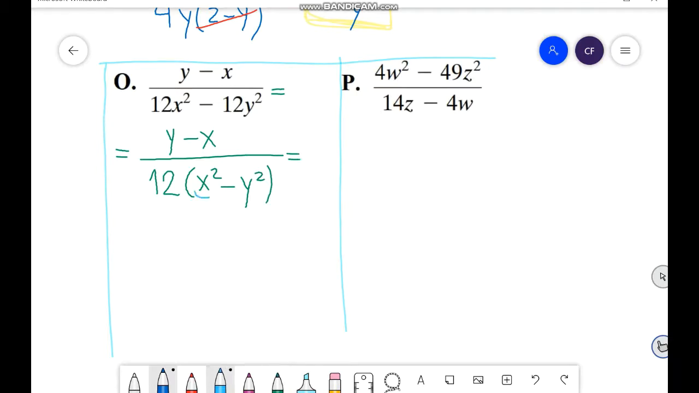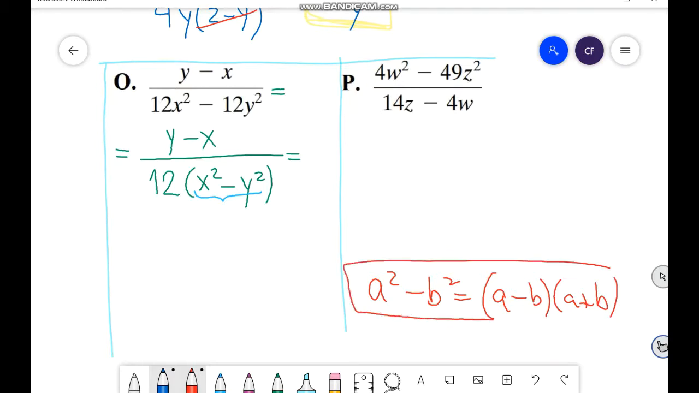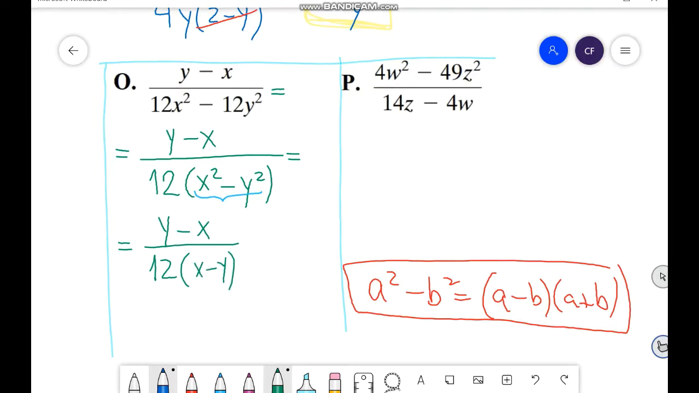But this is difference of perfect squares. Remember the formula? a squared minus b squared equals a minus b times a plus b. Apply this formula here on the denominator. y minus x over 12 times a minus b, x minus y, times a plus b, x plus y.